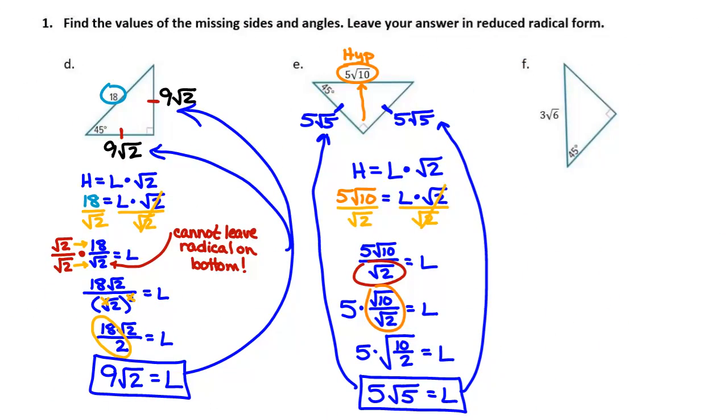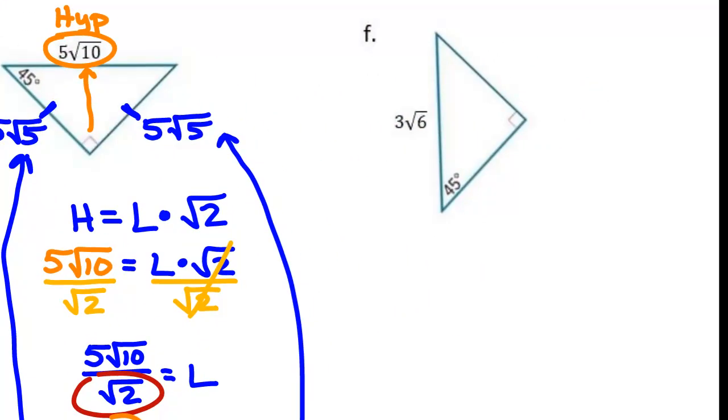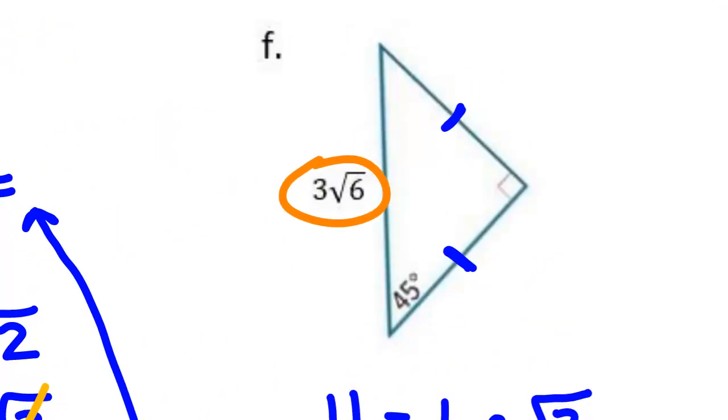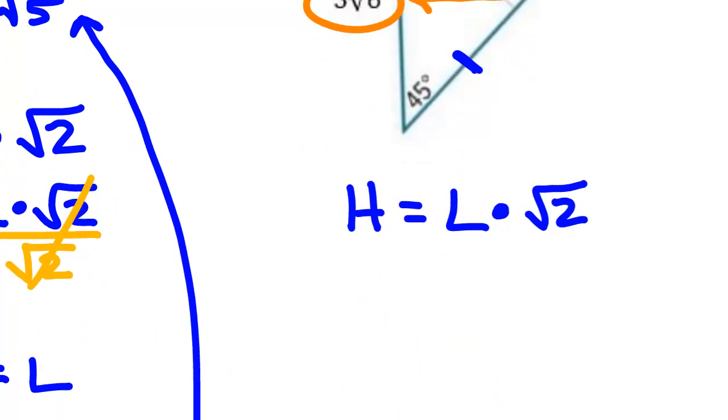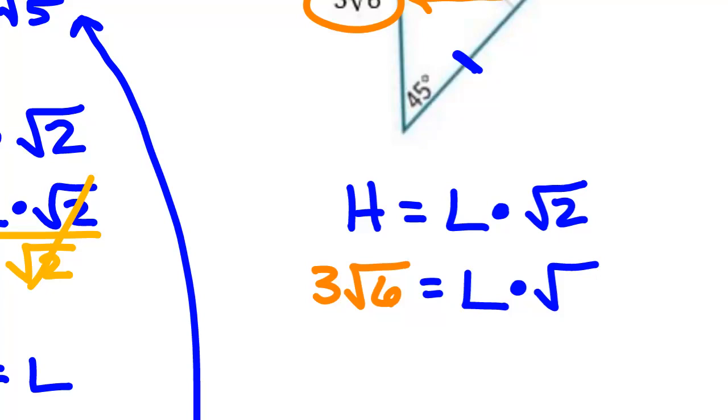Let's go look at part F, because part F is very, very similar to part E. I know hypotenuse is equal to leg times the square root of 2. My 2 legs are the same size because it's a 45, 45, 90 triangle. This 3 square root of 6 that they gave me, leg or hypotenuse? Hypotenuse, opposite that right angle, so it's the hypotenuse. We're going to substitute that in the place of h. 3 square root of 6 is equal to L times the square root of 2.